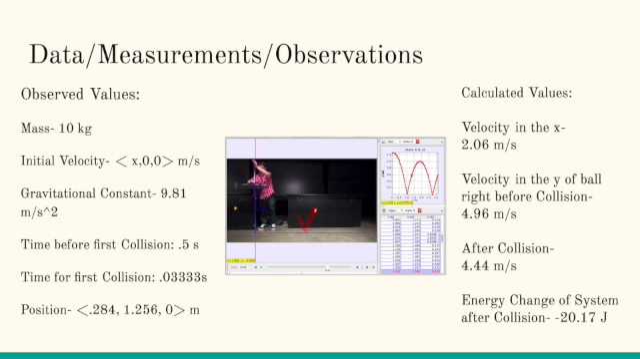Now, the calculated values, which I'll explain later: the velocity in the x is 2.06 meters per second, the velocity before the y collision is negative 4.96 meters per second, and after the collision is 4.44 meters per second. And now the change in the energy of the system after the collision is negative 20.1.